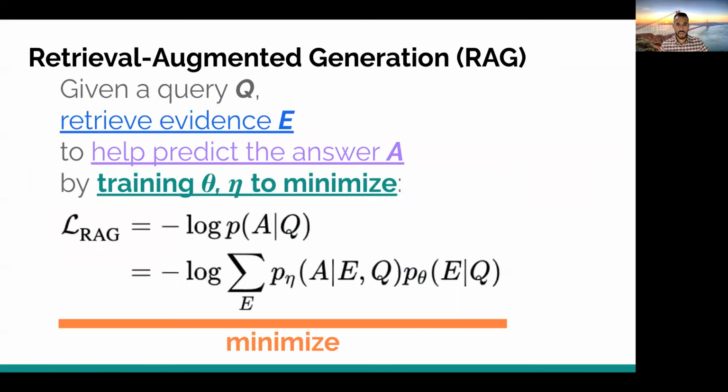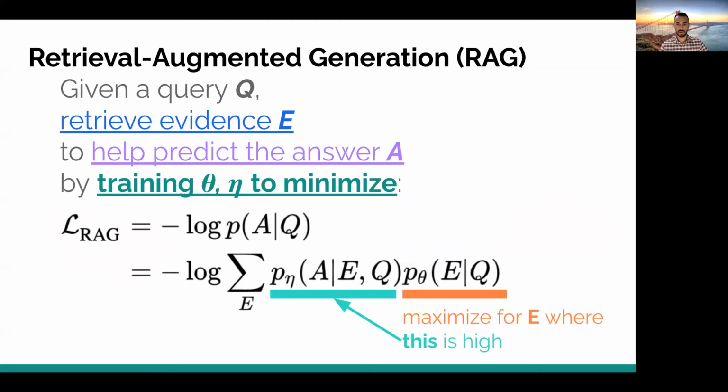And just to go into a bit more detail about why this is a better objective. What we're doing is minimizing this loss, the RAG loss, which amounts to maximizing the probability of the answer given the query, which then amounts to maximizing the probability of evidence where the first term is high. And what is that first term? That first term is going to be high when it's evidence that people think supports the true answer to the question. And that's exactly the same term that we evaluated in the previous paper.